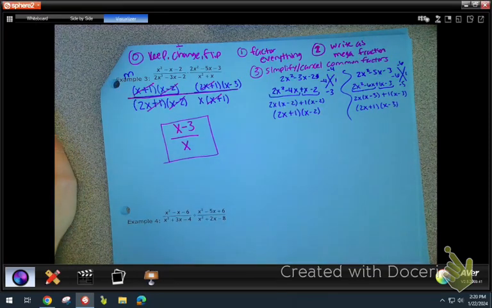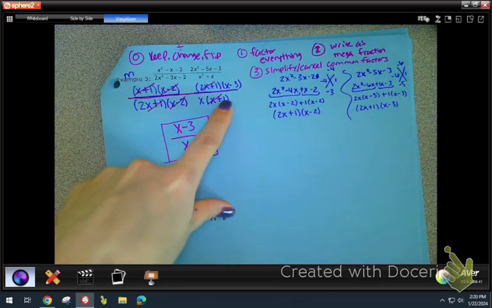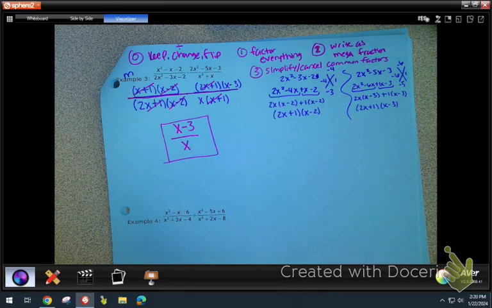It's just a lot of factoring. But you are allowed to go through and you can go across, and that's why I like to write it as one big mega fraction, so that way I can see kind of across where things go. But that's what we do.